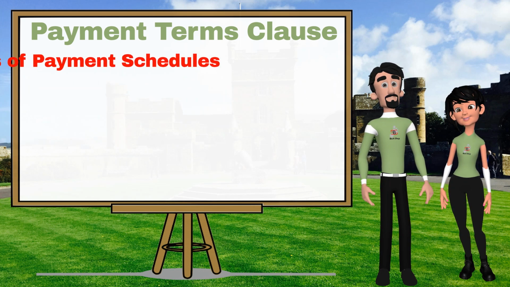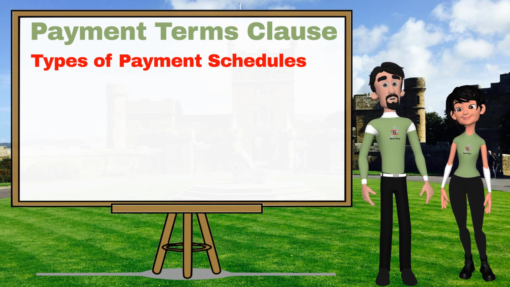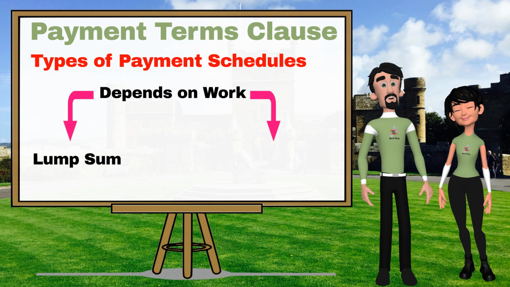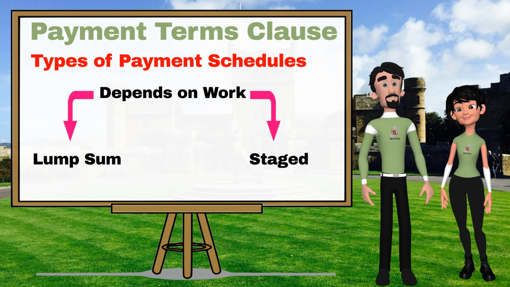Are there different types of payment schedules? Yes, and they vary depending on the nature of the work. Some contracts call for a lump sum payment. Others use installment plans or milestone-based schedules, especially in industries like construction, tech, or consulting.